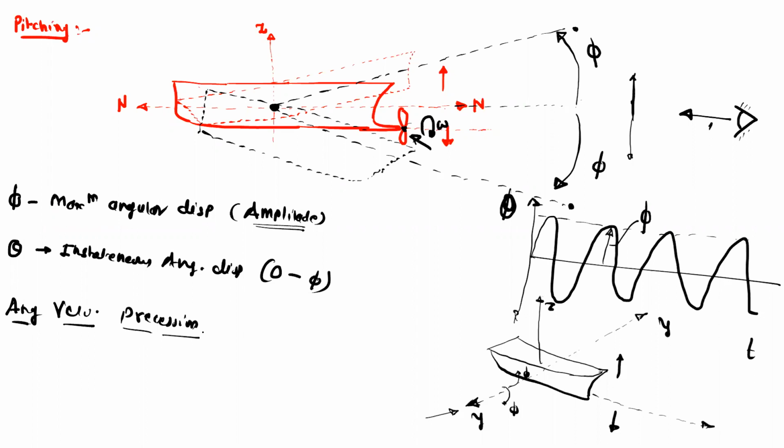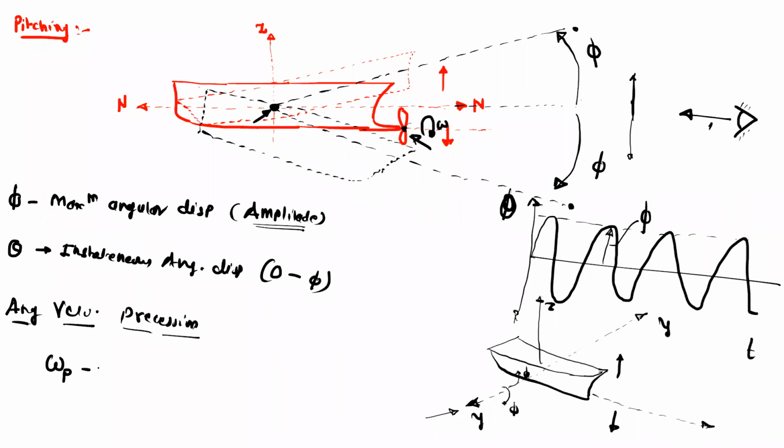So precession means what? When we rotate the axis of spin of any object about the perpendicular axis by providing some extra torque, that motion about the perpendicular axis is called precession. So here the precession motion is about this axis, that is the y-axis.